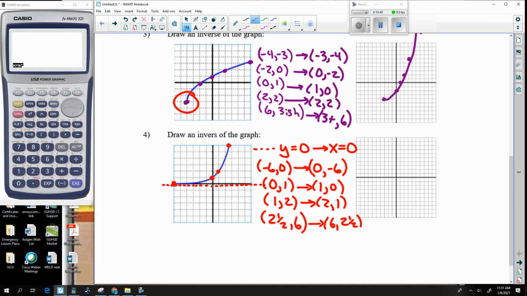Okay, so the uncrossable line is now going to be x is equal to 0. Change colors here. We have a tentative point at 0, -6. Have a rough point at 1, 0, at 2, 1, and it's really getting out there at 6, 2.5. Out 6, up 2.5, and this is the general picture.